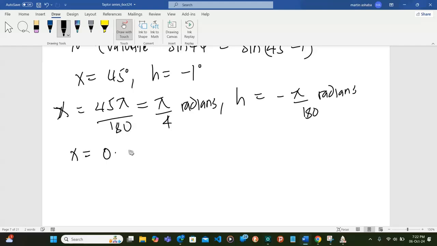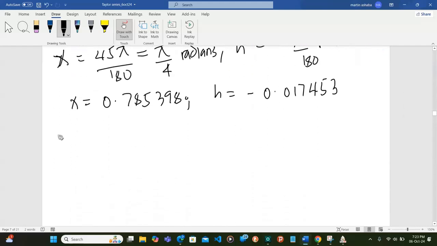x is equal to 0.785398. Then h is equal to pi divided by 180, but since it is negative, negative 0.01745. Maybe if I take 5 decimal places, okay, let me take 6. So I add a 3 here. So what does that mean?